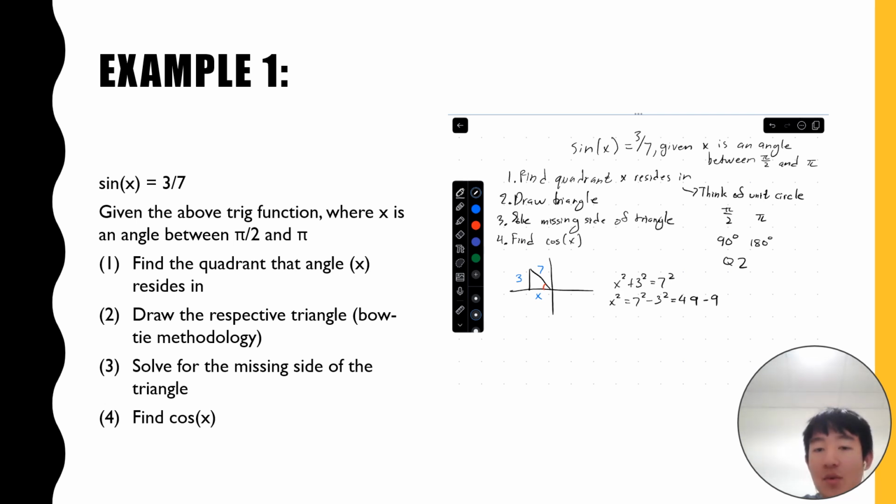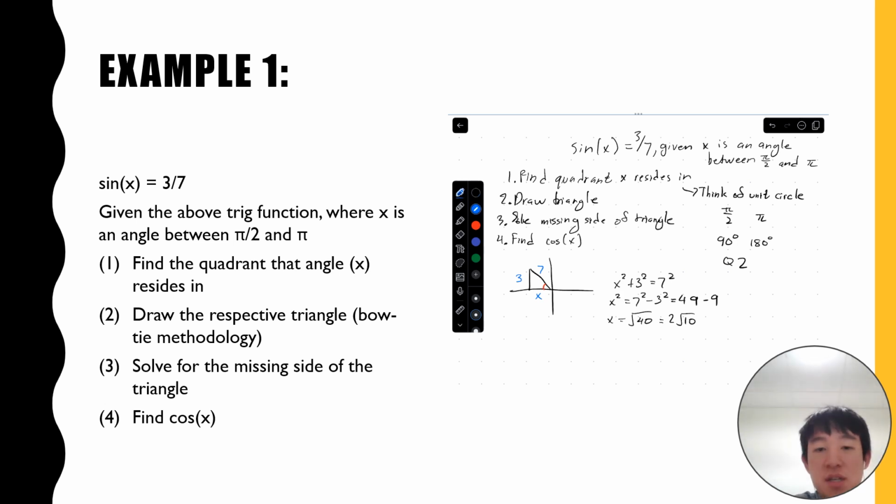After moving some variables around and simplifying it, we get that x is equal to square root of 40, which is also, once we simplify it, equal to 2 root 10. Usually when we solve these trig functions, there is a possibility of factors canceling out, so we always want to simplify to the simplest form.